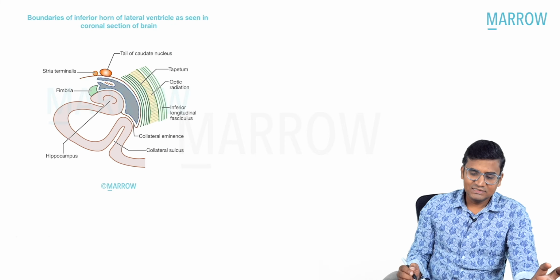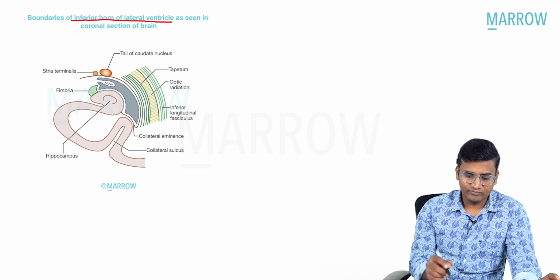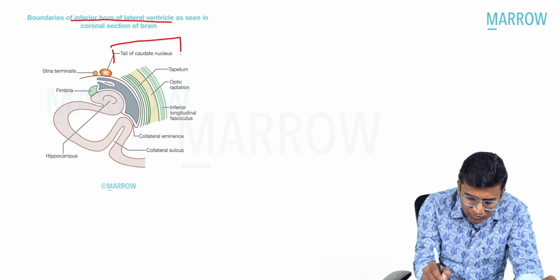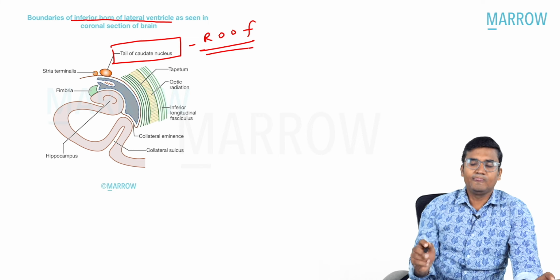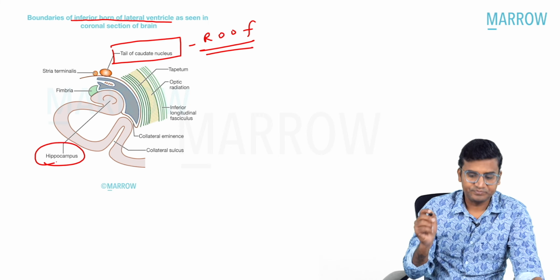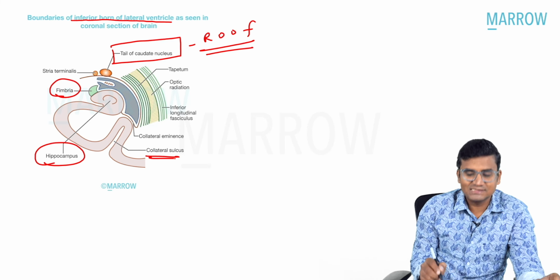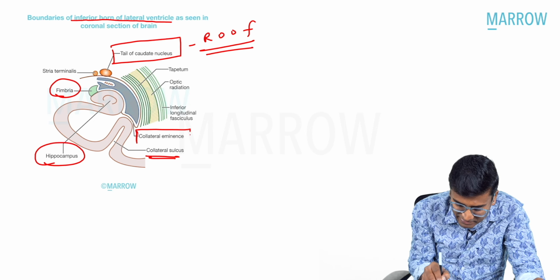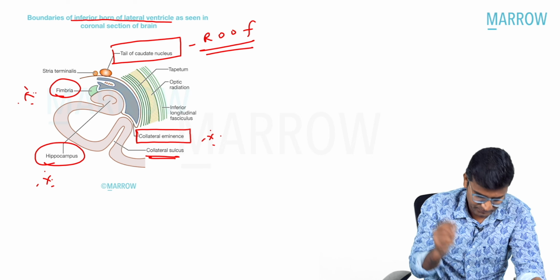See the diagram. This is a section showing the inferior horn of the lateral ventricle. Okay, right. Now this is inferior horn. Now I told you just now the tail of the caudate nucleus forms the roof. What about the floor? In the floor, we have hippocampus, fimbriae, and the collateral sulcus, the very deep sulcus, which gives one eminence that is called collateral eminence. So these three structures, they form the floor.